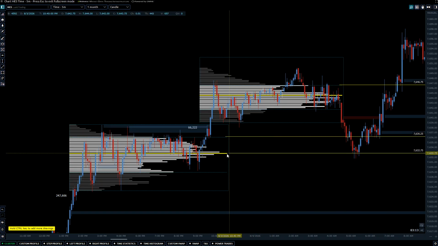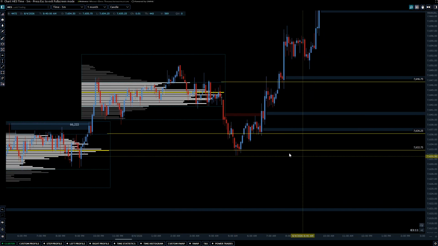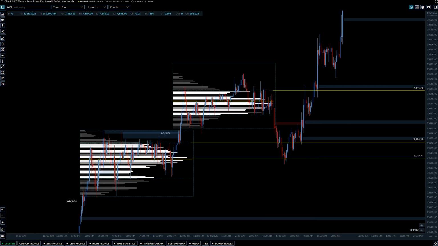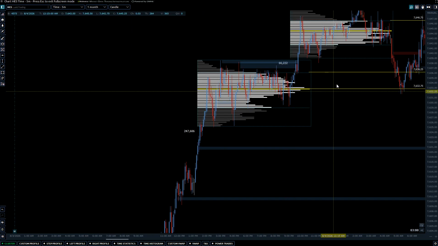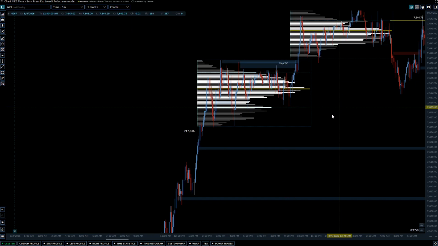Here, there's that. There's also POC right there. So you have to be wary of both. Both would have given you an entry. POC would have given you the bottom. This would have given you the break and retest. Get rid of this line.